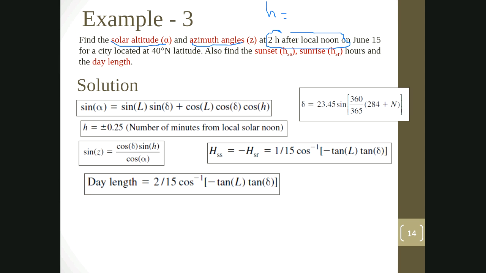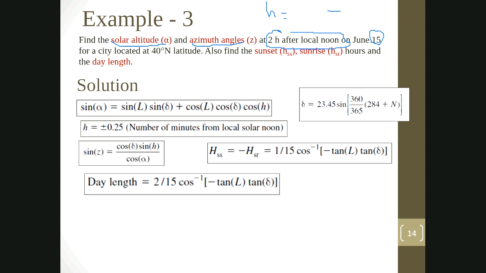So which sign will we take? PM, will it be positive or negative? PM, it will be positive. Yes, it will be positive, Sultan. So as I said here, we'll take positive. On June 15, so this is the number of the day in the year. We'll go to the table.